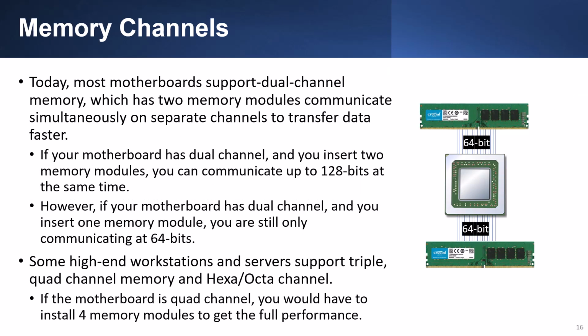Today, most motherboards support dual-channel memory, which allows two modules to communicate simultaneously on separate channels so it can transfer twice as much data. If your motherboard is dual-channel and you insert two memory modules, you can communicate up to 128 bits at a time. However, if your motherboard has dual-channel and you insert one memory module, you are still communicating at 64 bits. Some high-end workstations and servers support triple, quad, hexa, and octa-channel memory. If your motherboard is quad-channel, you would have to install 4 memory modules to get the full performance.